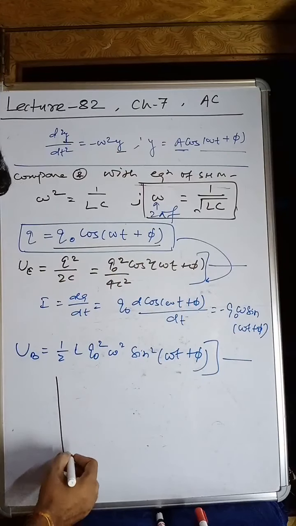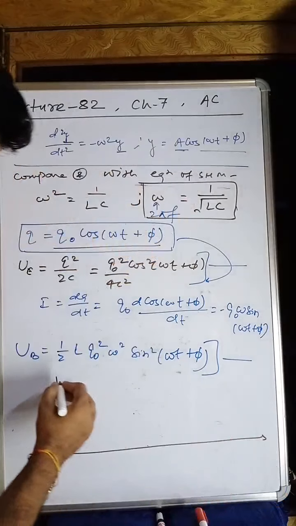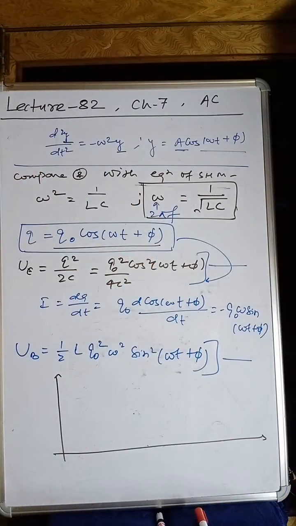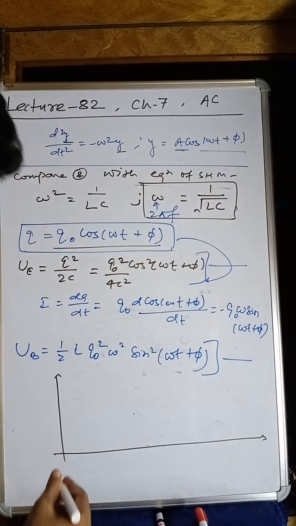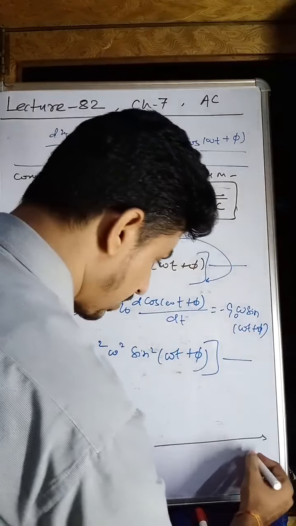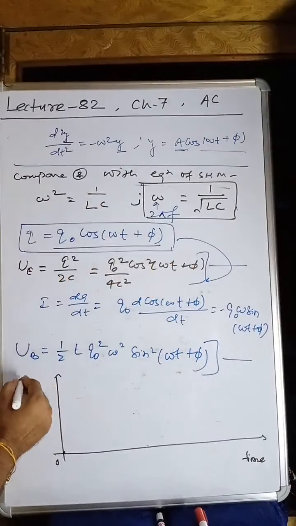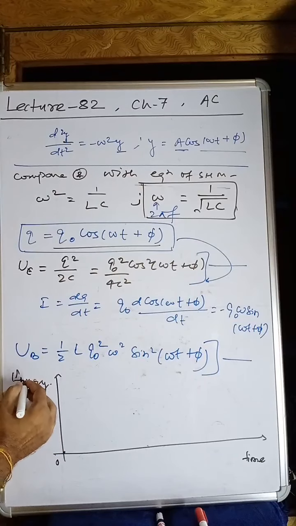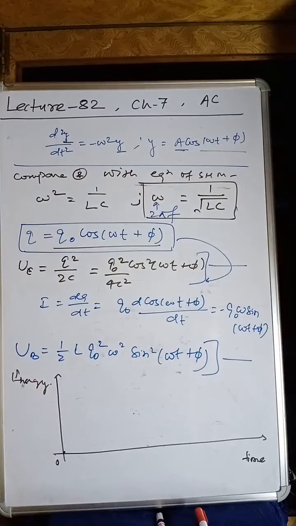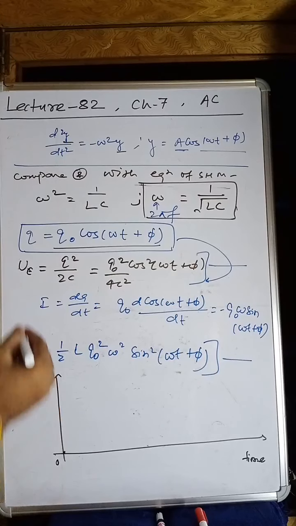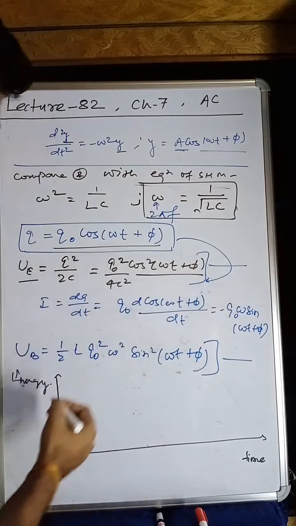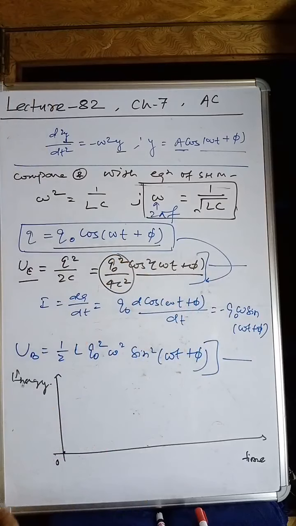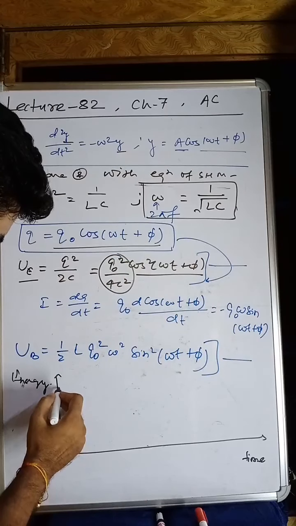Yes. Look here. At t equals 0, if this is the time axis, and we are representing the energy, then the graph for the energy in the capacitor should start from the maximum cosine value. And what is the amplitude? It is q naught square over 4c square from here.